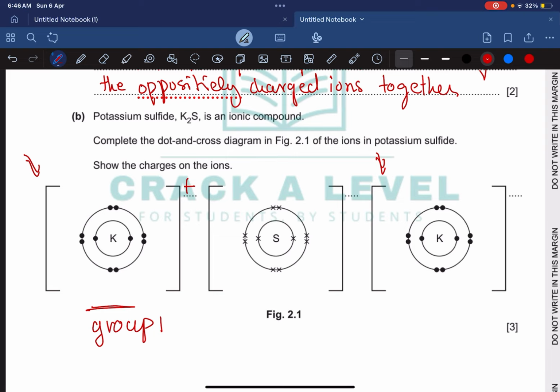Because it's K2S. K2S means with a single sulfur you are having two potassium, so this is going to be a plus over here and a plus over here. Now we're done with the charges of potassium. Now let's move on to sulfur.